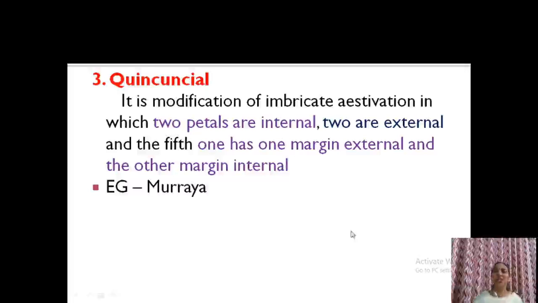What is this condition? Here, when you take an example of a five petal condition, two petals are inside, two petals are outside, and one petal is in and out. Understood? Two petals completely in, two petals completely out, and one petal in and out. You can have an example like Murraya, meaning curry leaf. So I will show you the pictures.